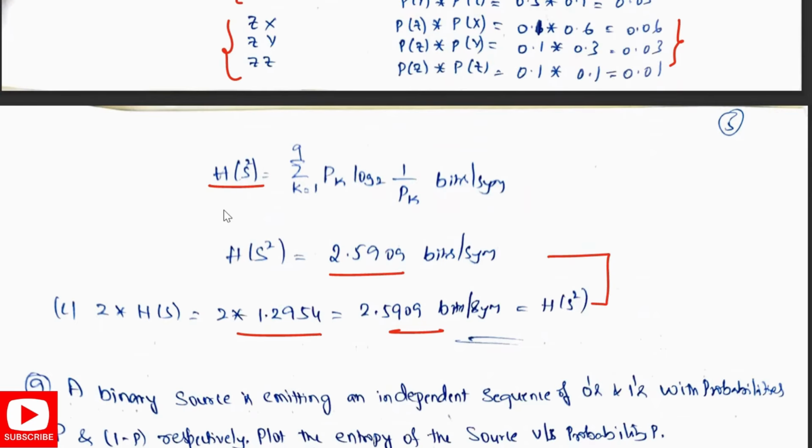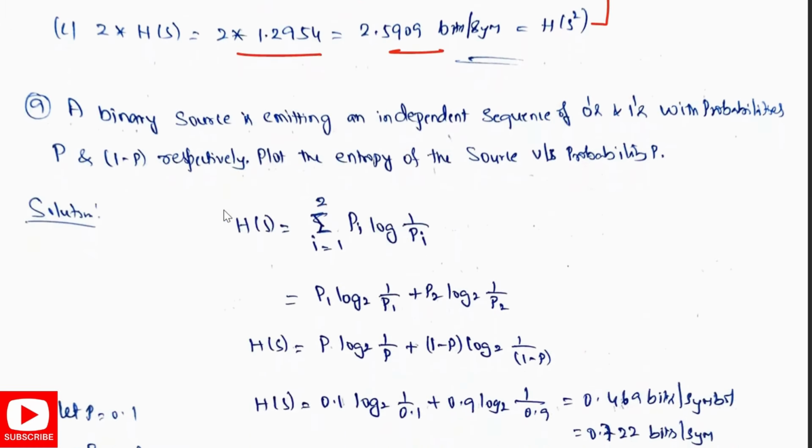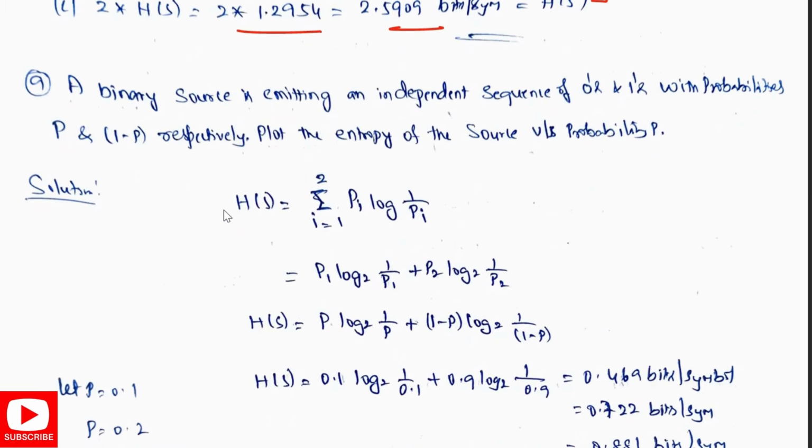Please do note this. Next is: a binary source is emitting an independent sequence of zeros and ones with a probability of p and 1 minus p respectively. You need to plot the entropy of the source versus the probability p. This is an important question that had been asked in the June-July 2025 paper. So let us see the answer.